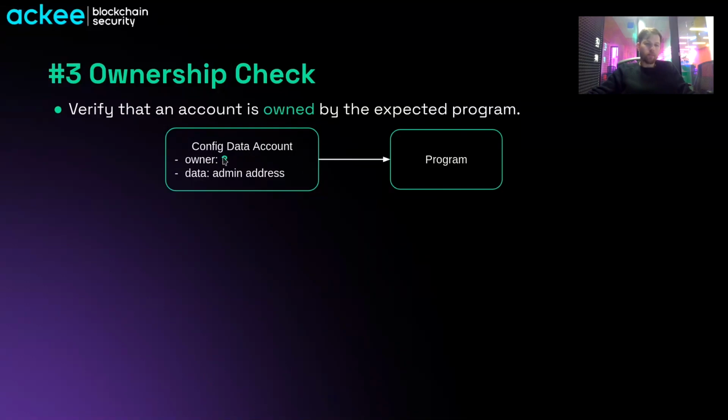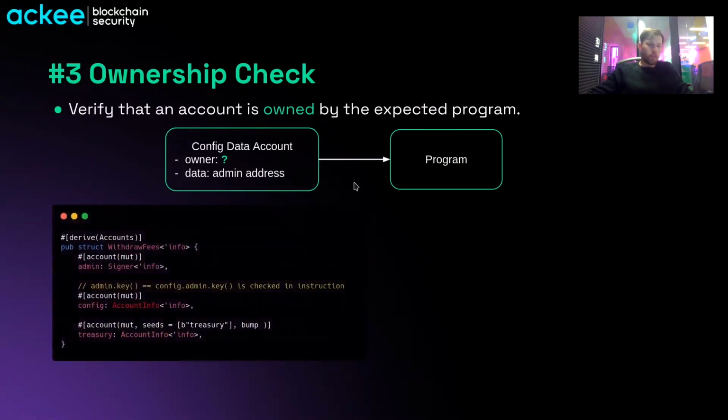And as you know, each account has different fields. One of the fields is the owner field that holds the public key of the owner of your account. And then you have some data, for example. And if we take this code, again, it is the context of a withdraw instruction.